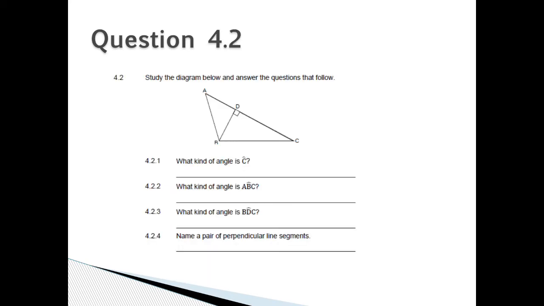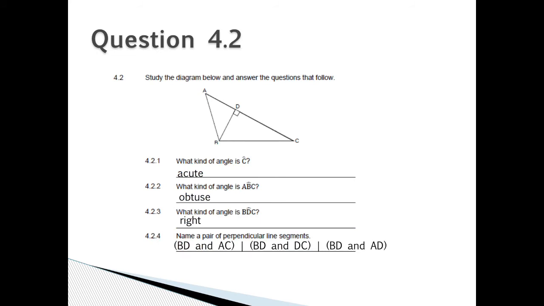Study the diagram below and answer the questions that follow. 4.2.1. What kind of an angle is C? 4.2.2. What kind of an angle is ABC? 4.2.3. What kind of an angle is BDC? And 4.2.4. Name the pair of perpendicular line segments.